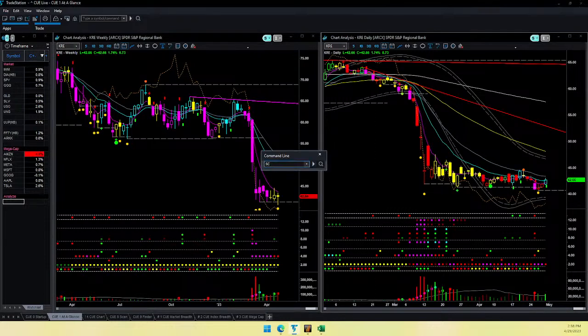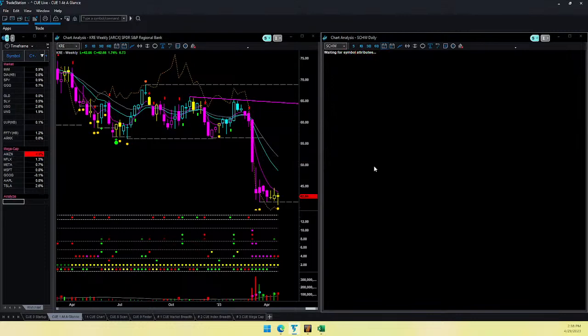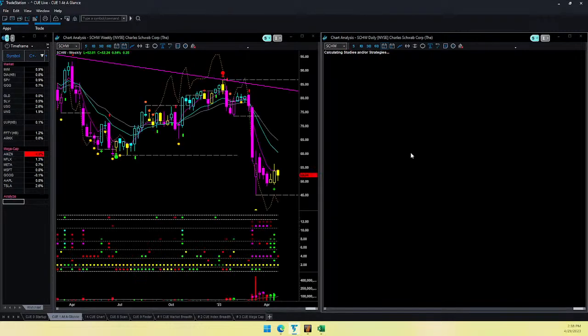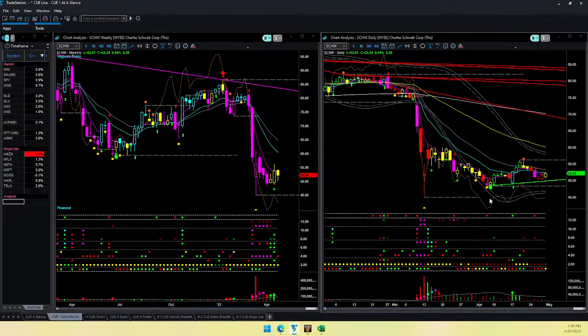Let me also look at Schwab. I have a trading account with them. I like the company, fantastic support. Here notice the difference between KRE and Schwab. One difference is that KRE actually came down to the same watermark support level, but Schwab could not. Schwab did not come down. So relatively speaking, from that perspective, Schwab is stronger. It did not hit the earlier low in the weekly.